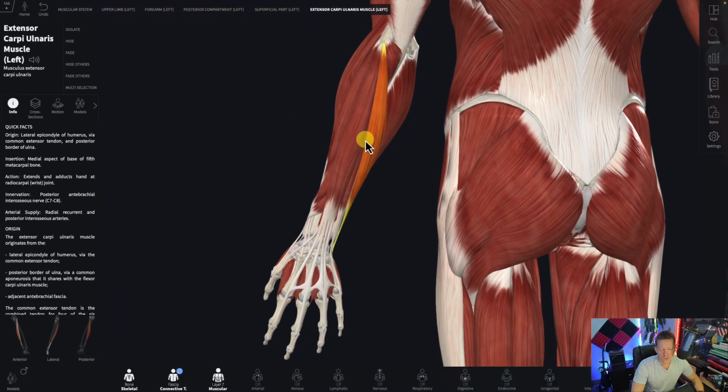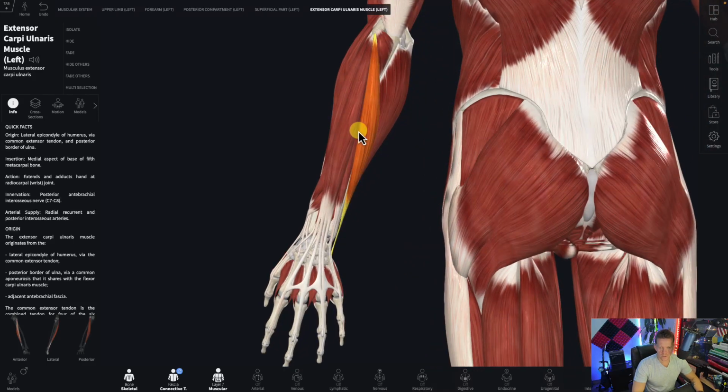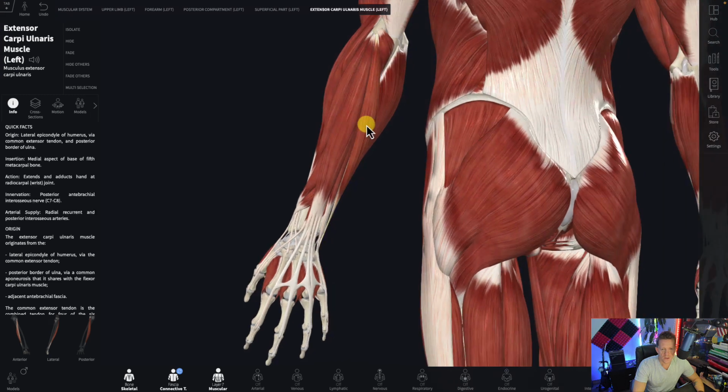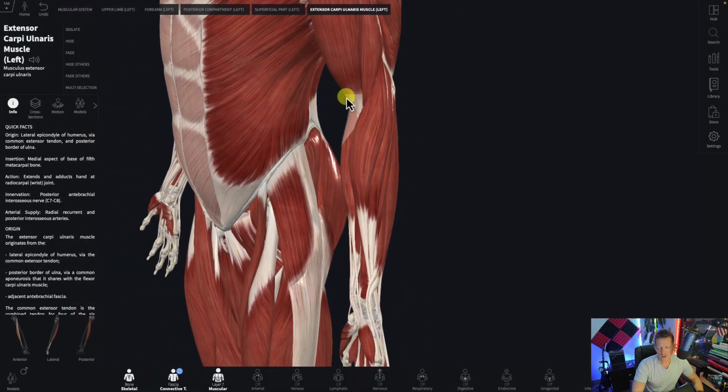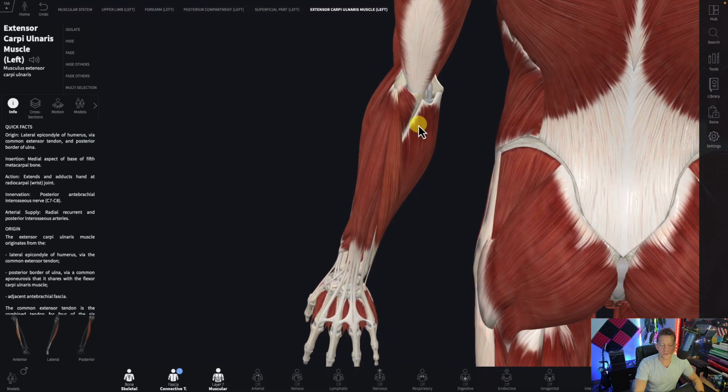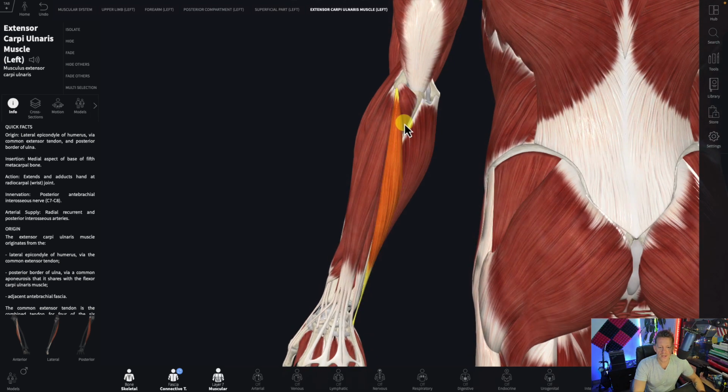Hi class. So this is the second installment for the muscles of the forearm. This time we're going to look at the extensors, which extend the digits and extend the wrist at the carpal bones. All of the flexors connect to the medial epicondyle, and the extensors connect to the lateral epicondyle. And again, everything is judged from the anatomical position.